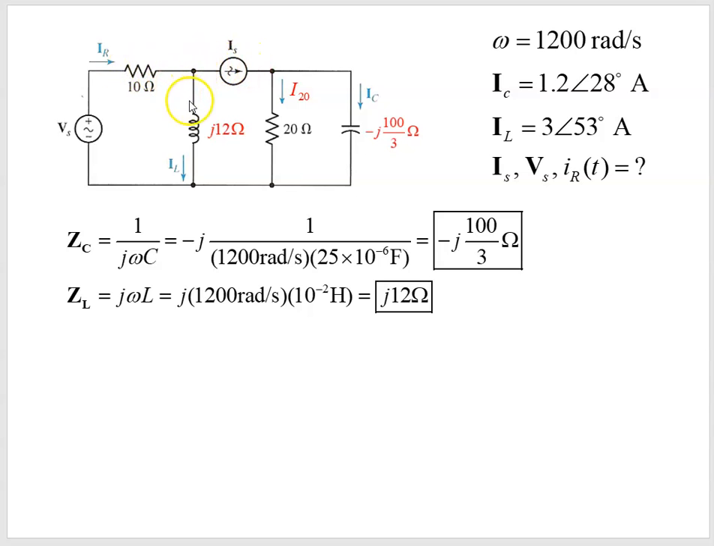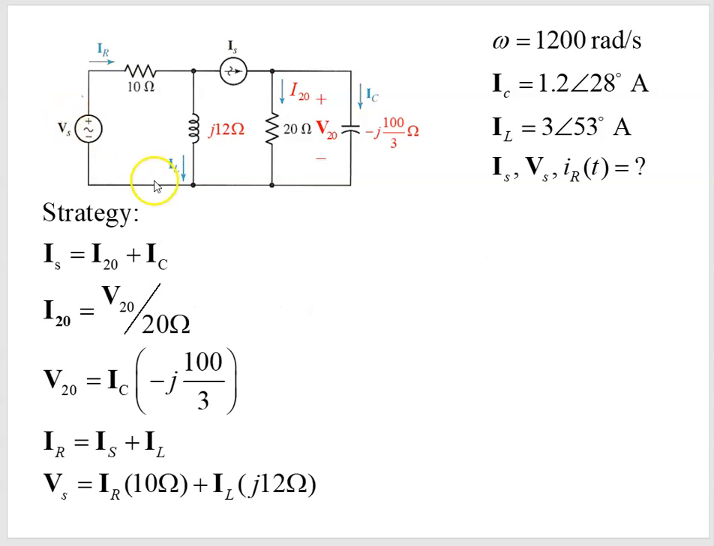And then we could go over here and we could find IR. IR is equal to IS plus IL. So we know these two. So that's how we could find this current here. And then we could find our voltage using a KVL. So let's put together that strategy.